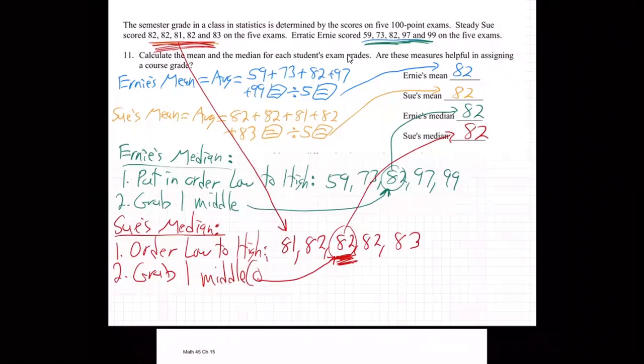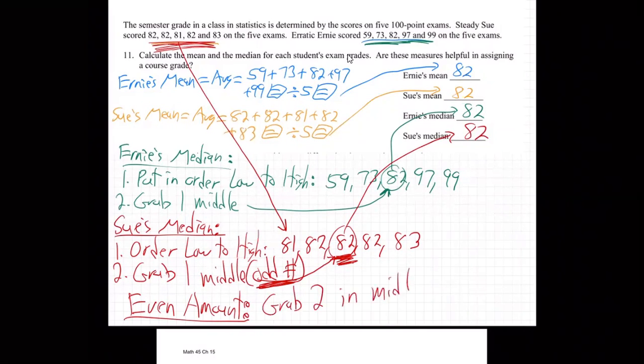We had an odd number of numbers, didn't we? But if you have an even amount, then what you have to do is grab the 2 in the middle, add them and divide by 2. In other words, find the average by adding them and dividing by 2. That's right. So if we would have had 6 numbers for these data sets, 6 test scores, then we would have had to grab the 2 in the middle, add them and divide by 2, averaging them.